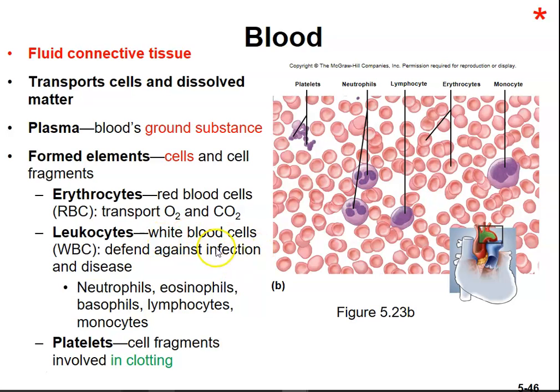Under the white blood cells, we have different types: neutrophils, eosinophils, basophils, lymphocytes, and monocytes. Platelets are the smallest type of cells in the blood. They are an important component involved in the clotting process. So we have talked about all types of connective tissue. I also suggest and recommend you make a table to summarize those types.